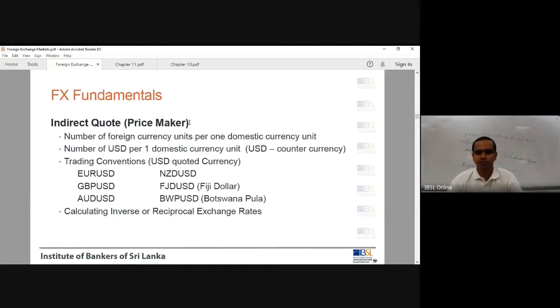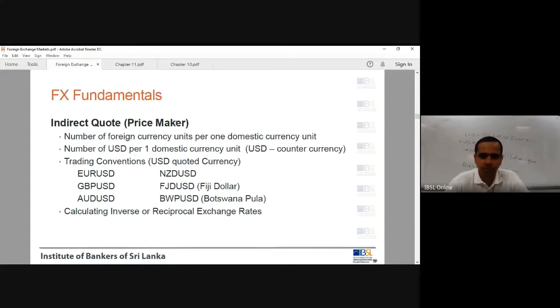Indirect quote is the opposite. One unit of local against foreign. The number of foreign currency units per one domestic currency unit. The number of dollars per one domestic currency unit. Right. This is indirect quote. One local currency unit in terms of foreign currency units.